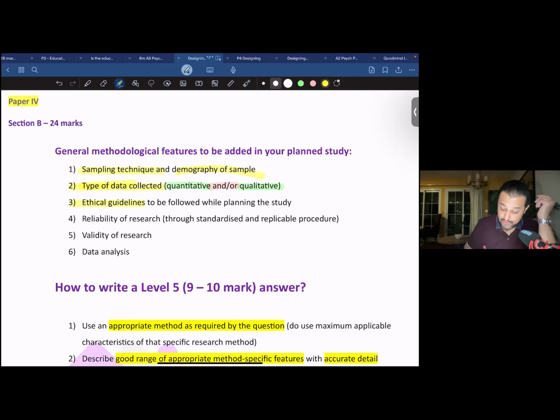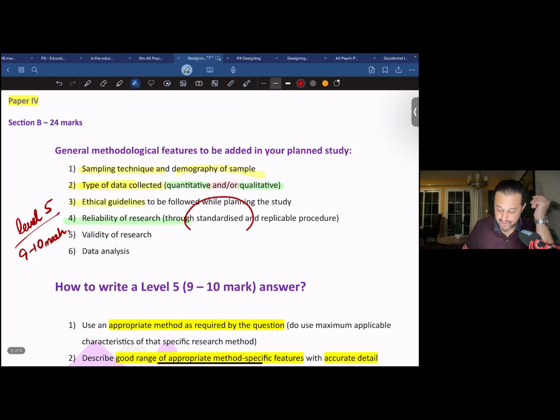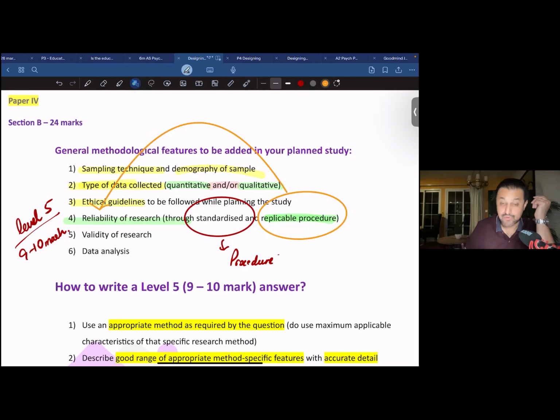Next one, reliability of a research. Now, this is again important. I'd like to highlight this with green over here. If you want to score anywhere in the top band, that is level 5, that is between 9 to 10 marks, make sure you have put up a plan that has a standardized procedure, because if you have a standardized procedure, it gets easier for you to replicate your study. If your study is replicable, that improves your chances of your study being reliable, right?